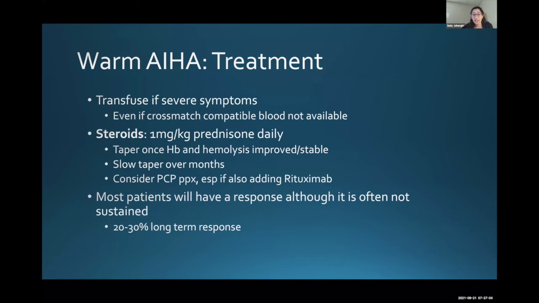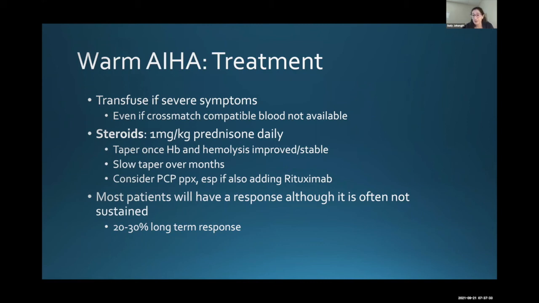As far as treatment, a really important thing to note is if these patients are very symptomatic, they need to be transfused. Because of the autoantibodies, it's oftentimes difficult to find cross-match compatible blood. So sometimes clinicians will hold off until they can find a compatible unit of blood, but it's really going to be hard to find one just because of the way those antibodies work. It's not something that's necessarily going to impact them in vivo. So it is important to just find ABO compatible blood and transfuse them.